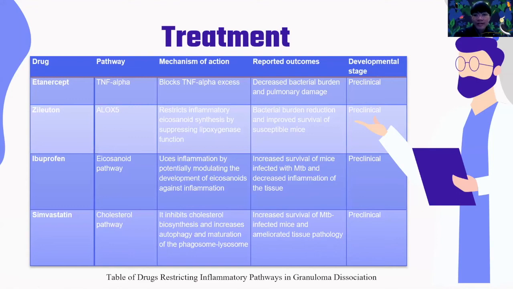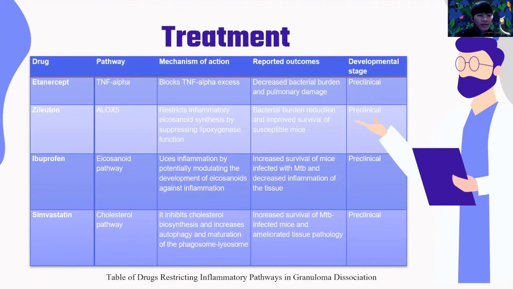So, in present days, scientists have developed new methods of treatment using new efficient drugs that shorten the treatment period and even reduce the morbidity and mortality rate of patients. So, in the table of drugs restoring inflammatory pathway in granuloma dissociation, the first one is etanercept. The pathway is TNF alpha, and its mechanism is to block TNF alpha access, and the outcome is to decrease bacterial burden and pulmonary damage. And the developmental stage is preclinical.